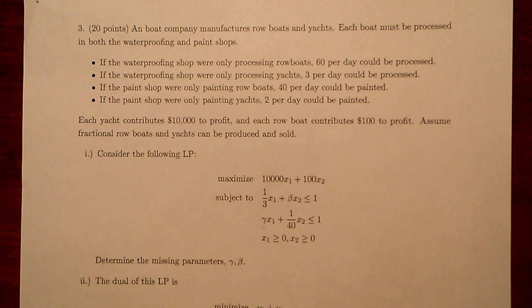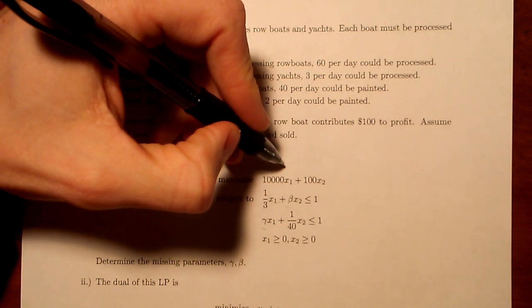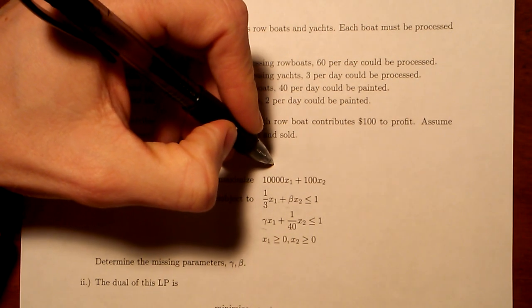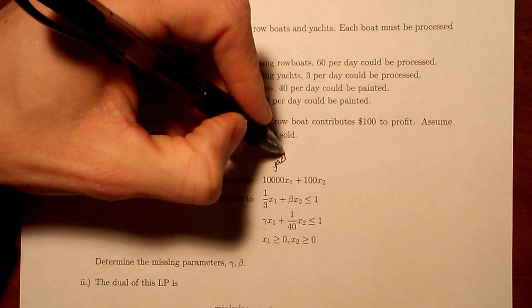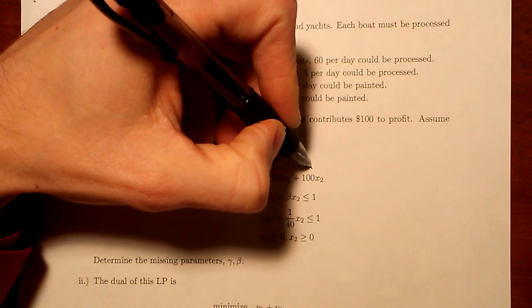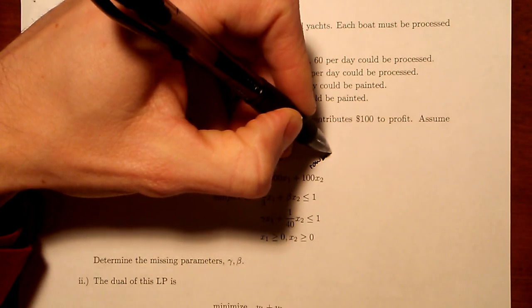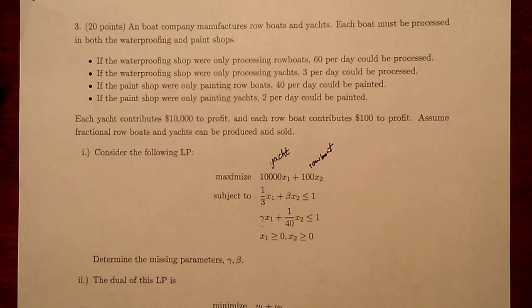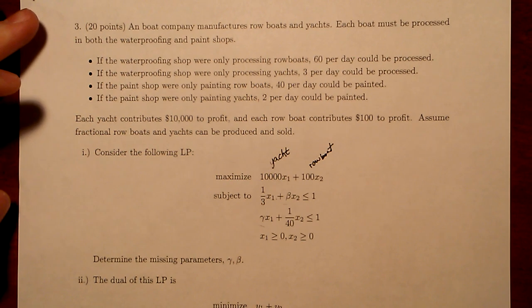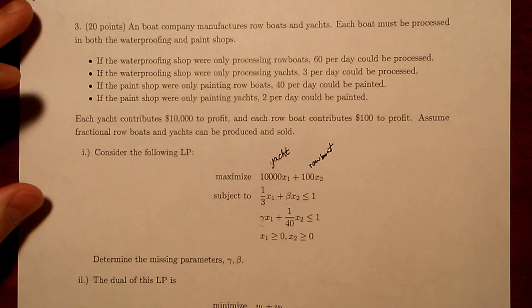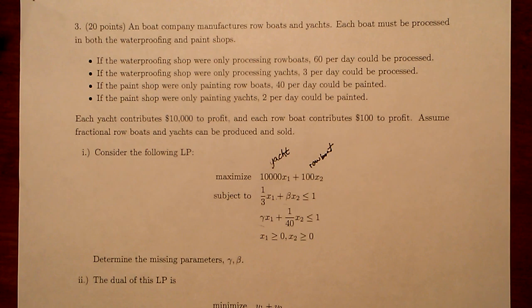So I guess this problem was somewhat similar to one of the problems on the review that I provided, but really what you needed to understand was that the decision variables in this problem, x1 and x2, were related to the number of yachts and the number of rowboats to produce. And the constraints of the problem, the primal problem, are related to the waterproofing shop and the paint shop.